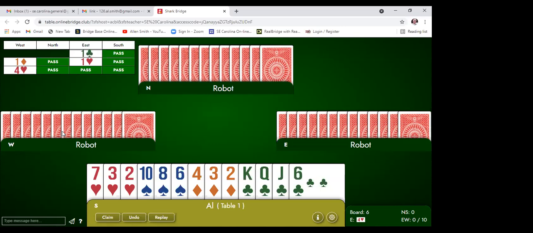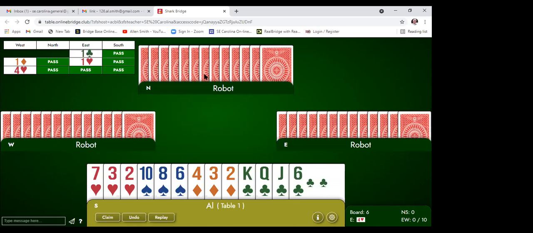And then West jumps to 4 hearts. Now for West to jump to 4 hearts, that means he's got 4 hearts, and he's probably got somewhere in the neighborhood of 15 or so points, because his partner could have been a little bit light. So what we can deduce from that is that he's got 5 diamonds and 4 hearts. He could have more diamonds, and 4 hearts.